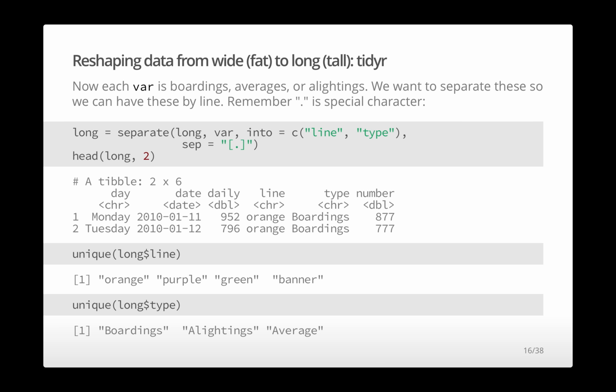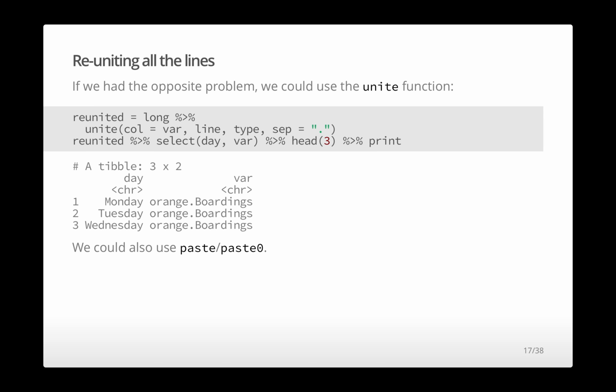So now we have purple, green, banner, lines, and bordings and lanes and average. Now we have them as two separate variables. Now we can do some other manipulations. For example, what we're going to do is take the bordings, the lightings, and averages and make that three separate columns. We're going to spread that back out. So we're going to keep it to be orange, purple, green, and banner, but the different types, the different measurements, are going to be spread back out into the columns. I'll show you that in the next slide.